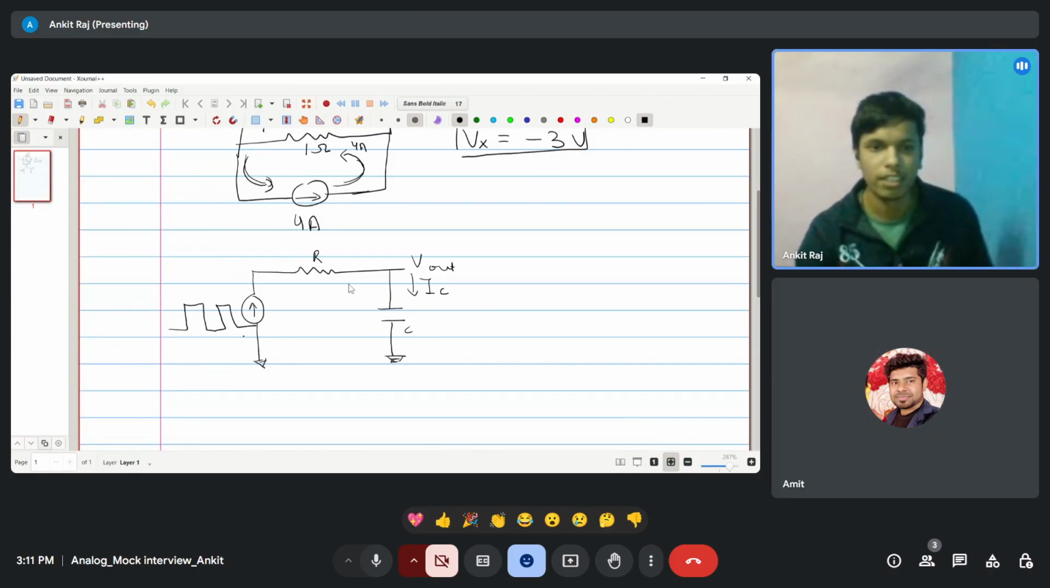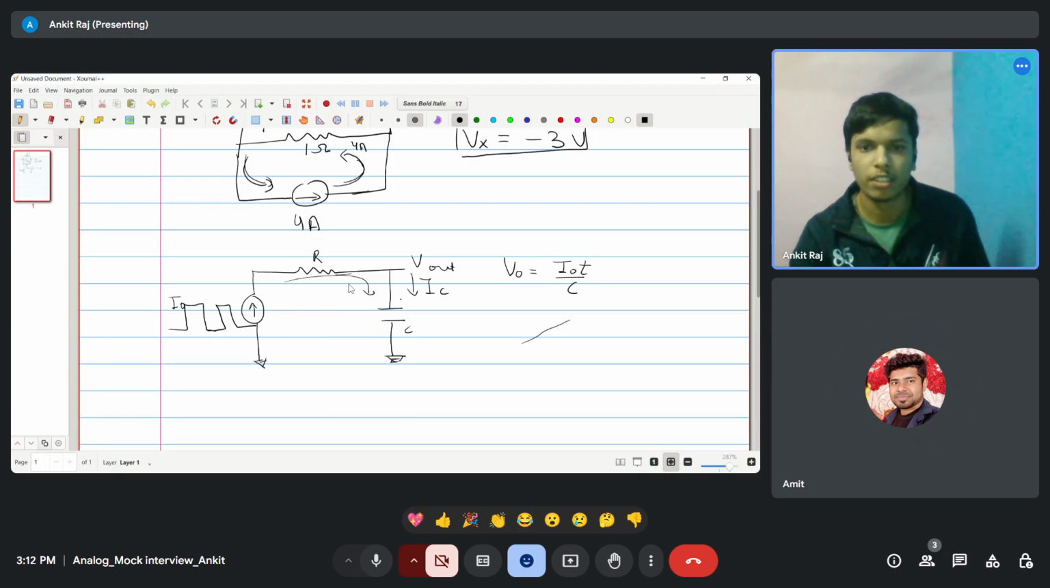Okay, sir. Since this is a current source, let's say this is I naught. When I naught current is flowing through it, V out will be equal to I naught T by C. When the current goes to I naught, the capacitor will charge and V out will increase, and when the current goes to zero, V out will start discharging exponentially. So the output will look something like this.